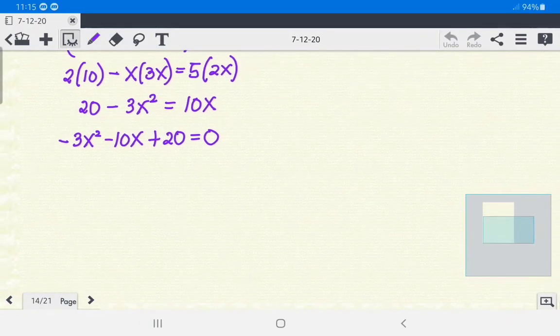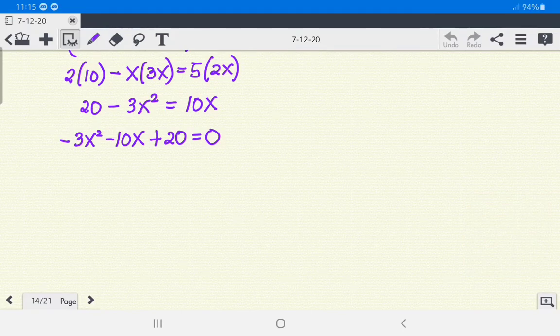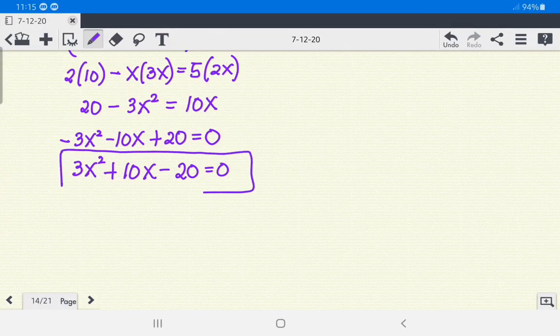Let us make this positive. Okay, the quadratic term. So we have 3x squared plus 10x minus 20 equals to 0. Okay, so this is now the quadratic equation.